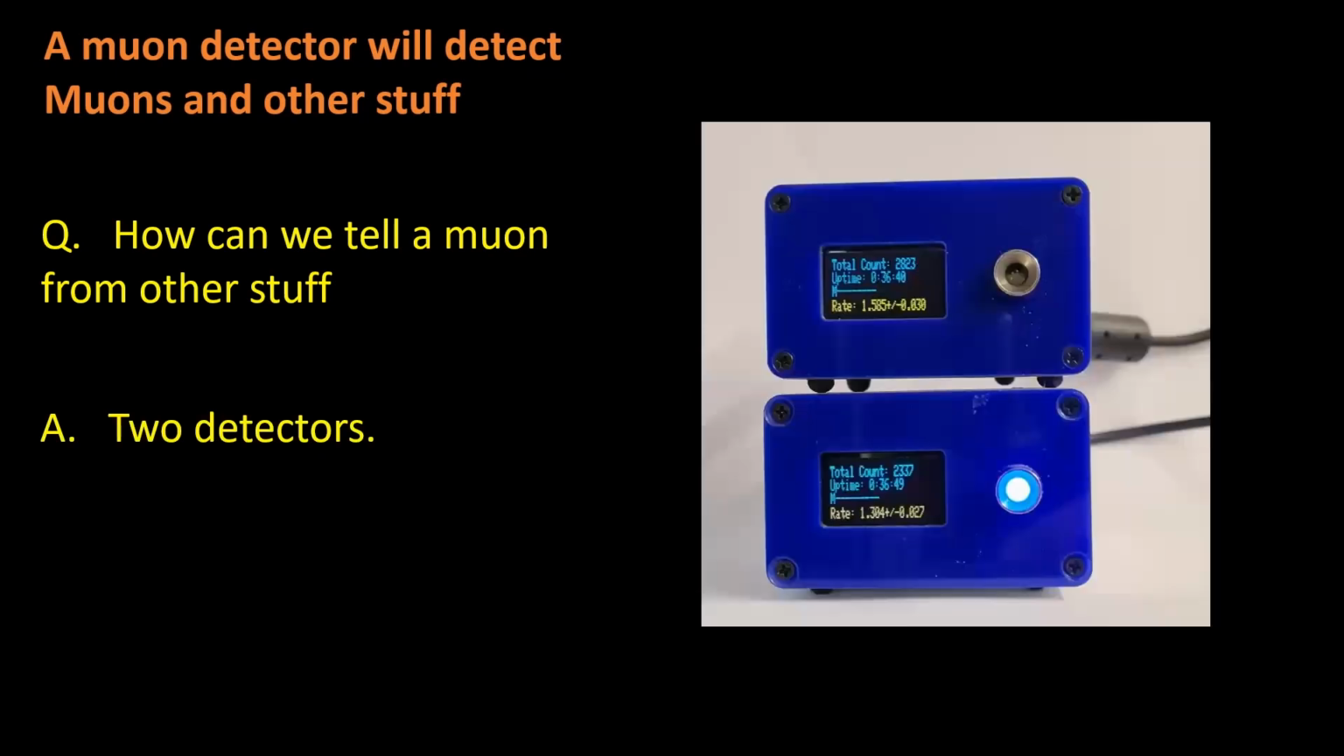How can we tell a muon from other stuff? Two detectors. So Noah was paying attention. And these are just a pair. We've got two set up here. And have you noticed anything about the way the lights flash?